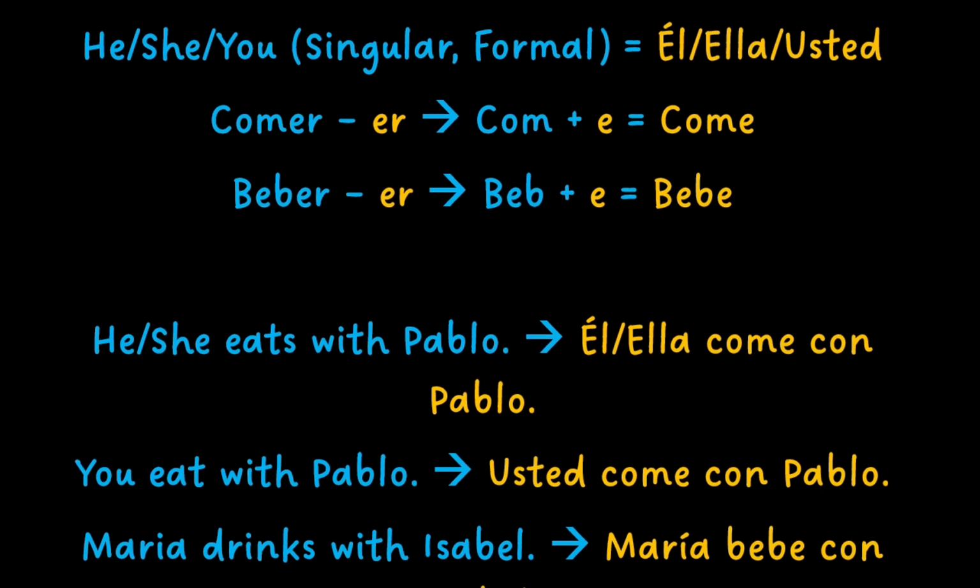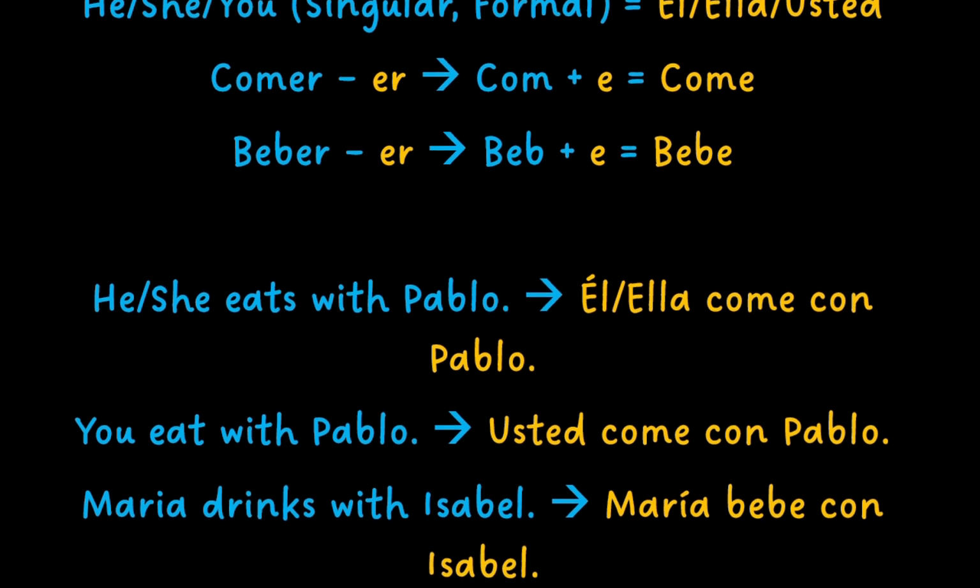He in Spanish is él, she is ella, and you when talking to one person formally is usted. To conjugate these forms, we drop ER and add E. So to say he eats, she eats, or you eat, comer becomes come, and to say he drinks, she drinks, or you drink, beber becomes bebe.